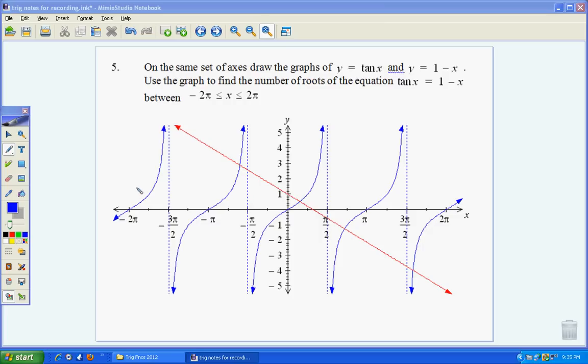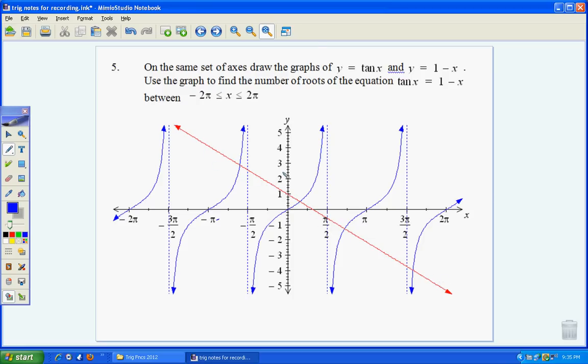In question 5 here, we want to draw up tan of x. Now we know what tan of x looks like, so it has the asymptotes, and it has that shape, and it keeps repeating with a period of pi. 1 minus x, so if we draw up 1 minus x, it would go through 1, and it has a gradient of minus 1, so it goes through the curve there.